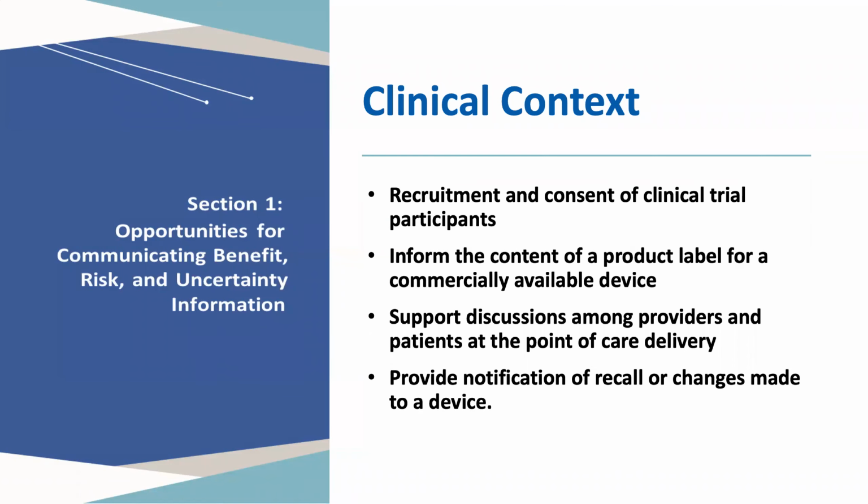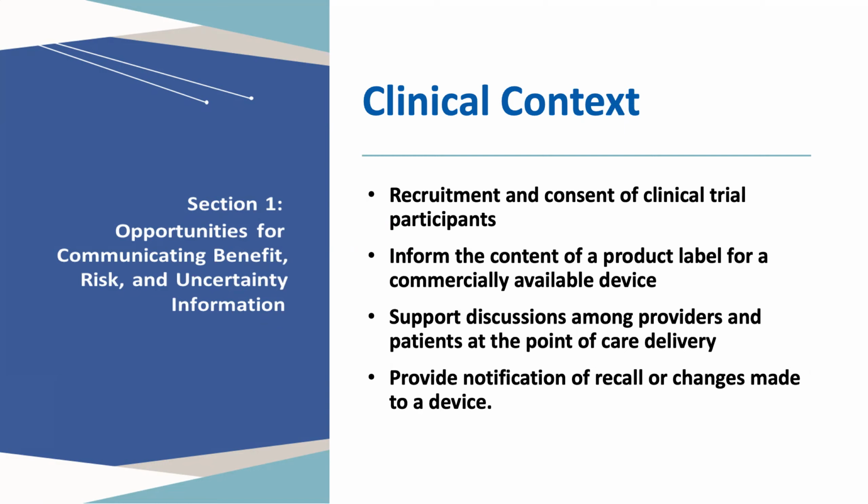So the report itself is organized in several sections, and I'm just briefly going to walk through with some highlights here, and then we'll have time hopefully for some questions once we finish our presentation, if there are any areas of specific interest for those of you who are listening. So in the first section, we start with talking about opportunities for communicating information around benefit, risk, and uncertainty. And there are two broad contexts we focus on.